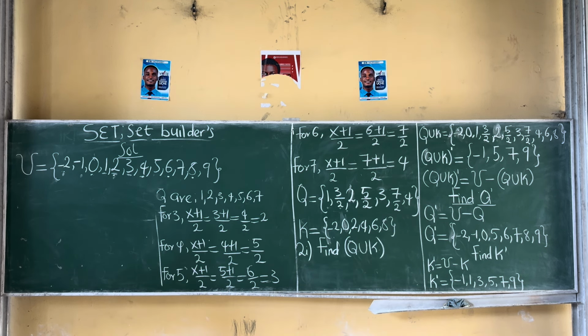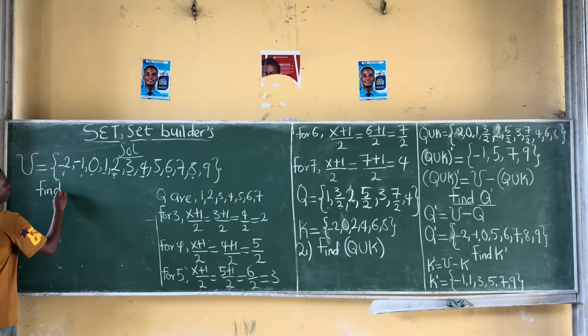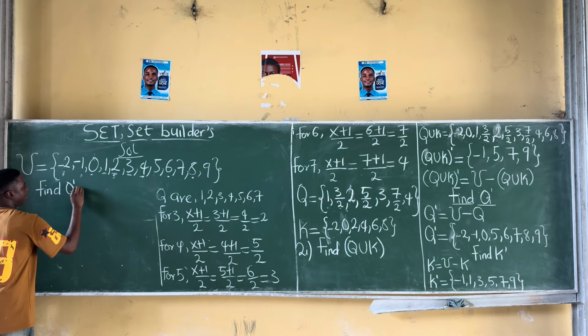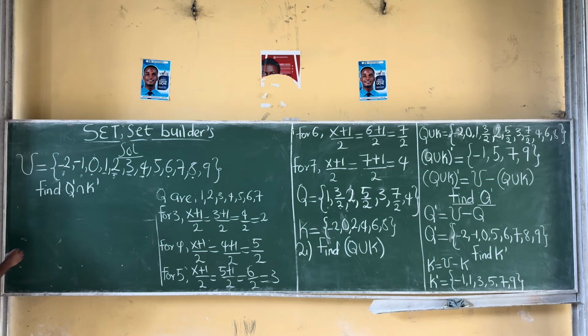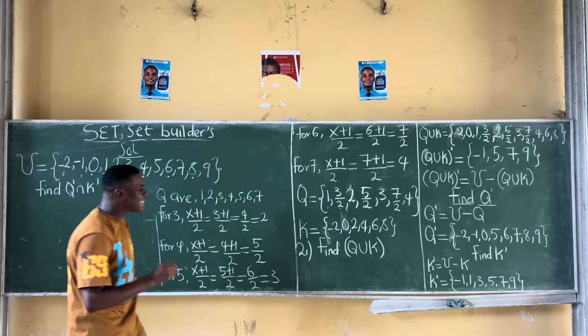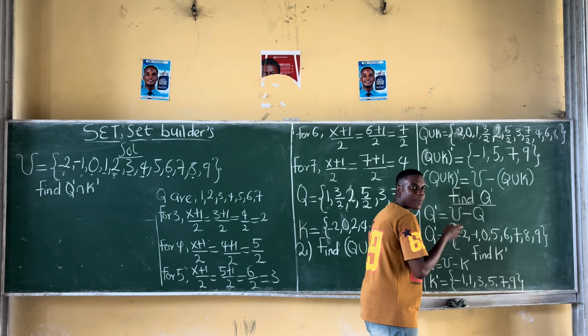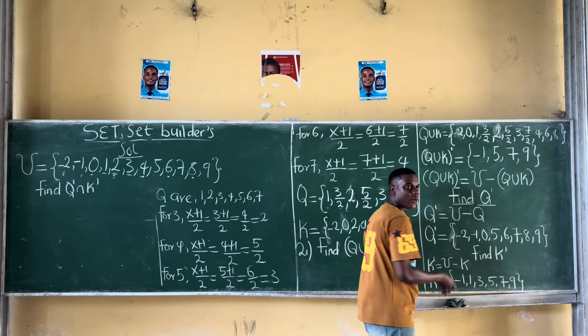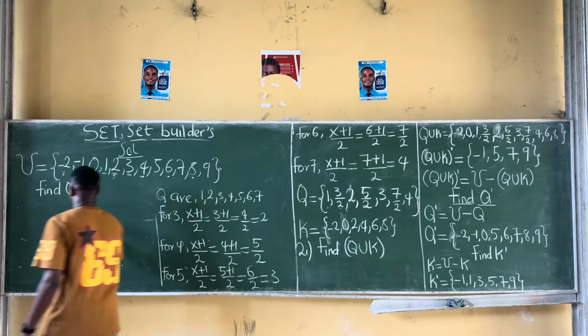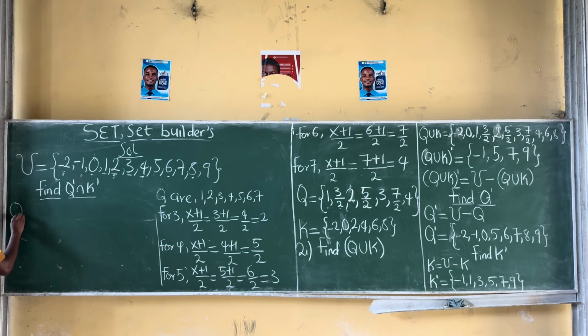Now they say we should find Q prime intersection K prime. Do you know what this means? Look at Q prime and look at K prime. What are the things that are common in Q prime and K prime? So Q prime intersection K prime is equal to the set of.